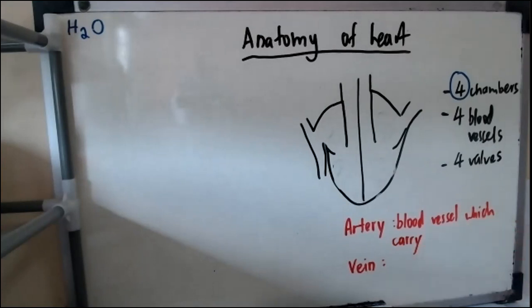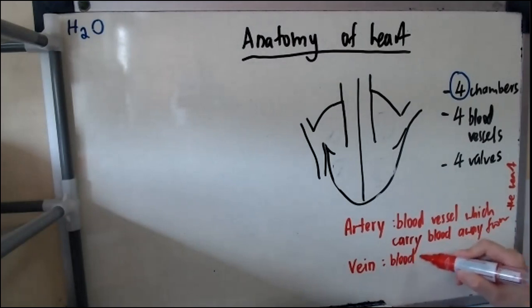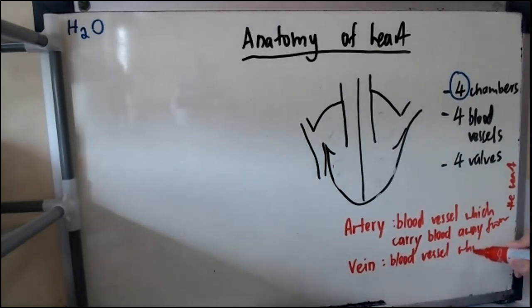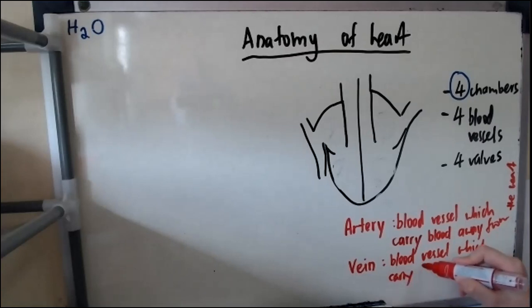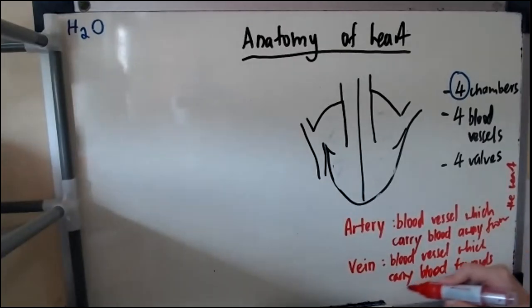That one is a definition for primary school kids. The real definition for artery is a type of blood vessel which carries blood away from the heart. Vein is a type of blood vessel which carries blood towards the heart. This is the proper definition.